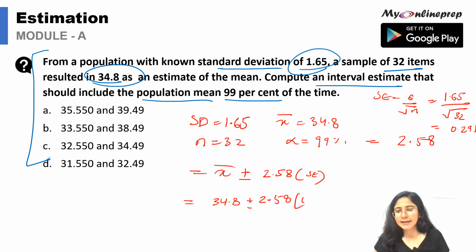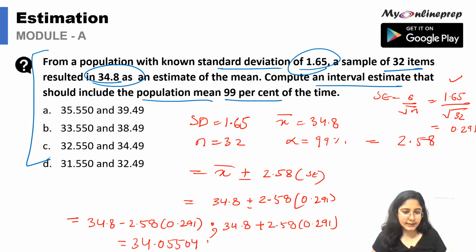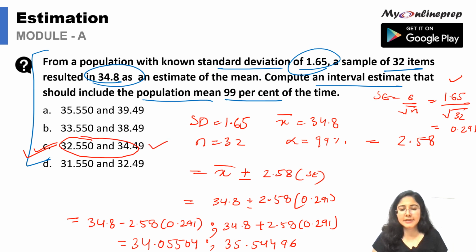We multiply 2.58 with the standard error, which is 0.291, that we have calculated here. So one value would be 34.8 minus 2.58 multiplied by 0.291, and the second value would be 34.8 plus 2.58 multiplied by 0.291. So this is what plus and minus means. So it would be equal to 34.05504, and the next value would be 35.544 96, which could be rounded off. So we can say that option C is the correct answer, that is 34.55055, and the second value is 35.544.